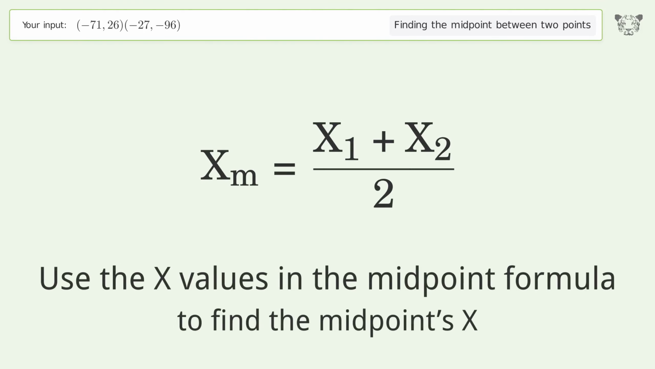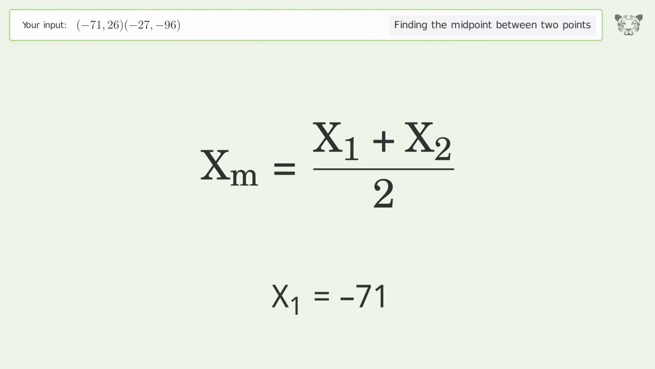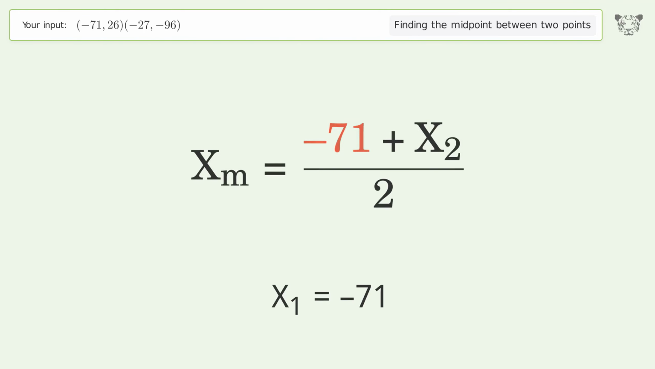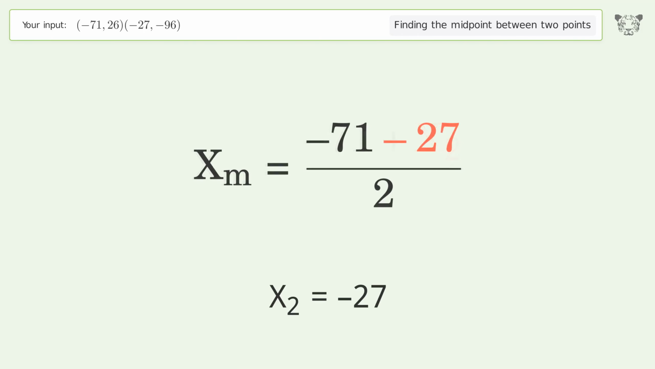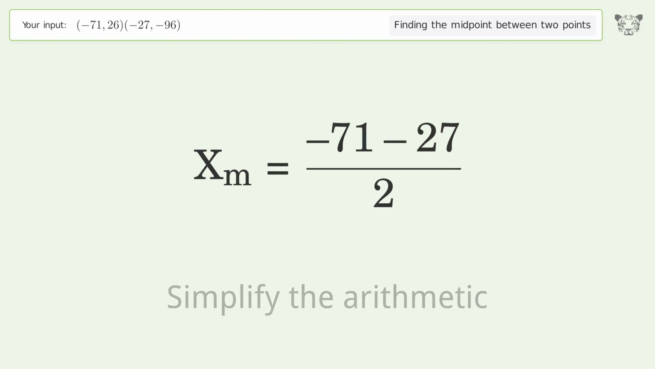Use the x values in the midpoint formula to find the midpoint's x. x1 equals -71. x2 equals -27. Simplify the arithmetic.